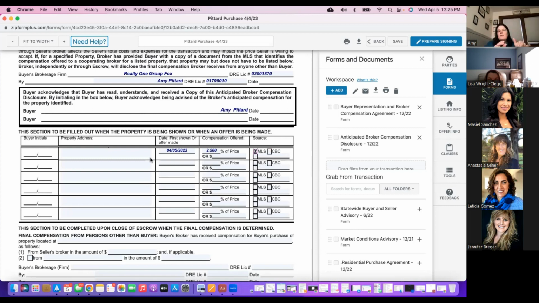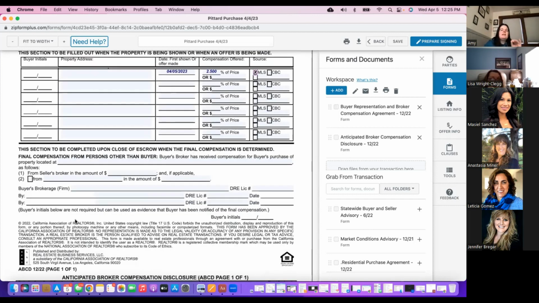You're going to send this out for signatures with your offer. They're going to sign here in this box, and they're going to initial next to any of the property addresses listed here. You're not going to fill out the bottom section until you get ready to close the transaction. When you get ready to close the transaction, you're going to send this back out for signatures, and this is going to finalize what you're getting paid from the seller's broker.